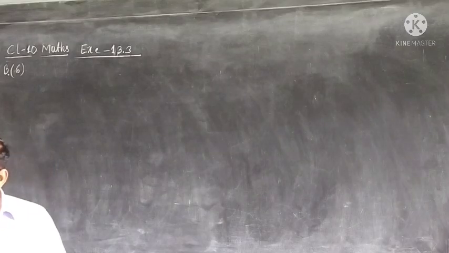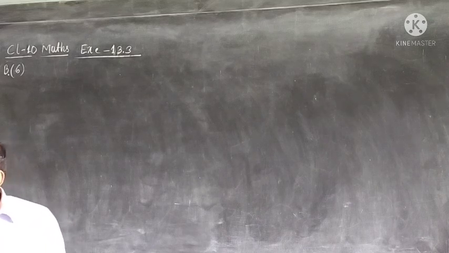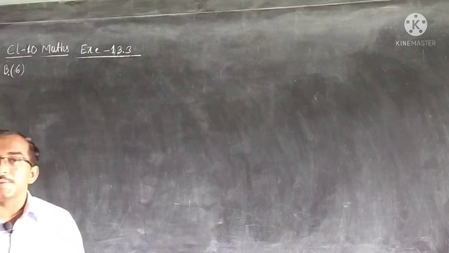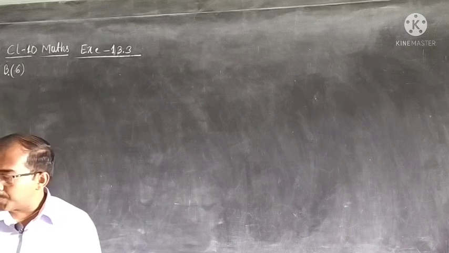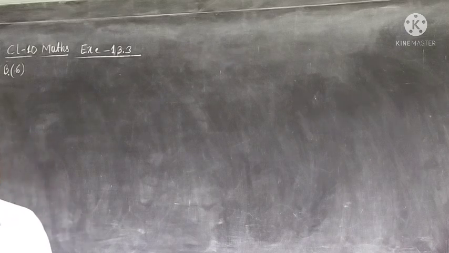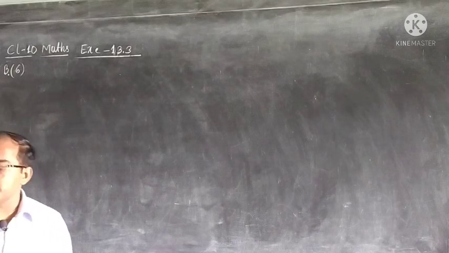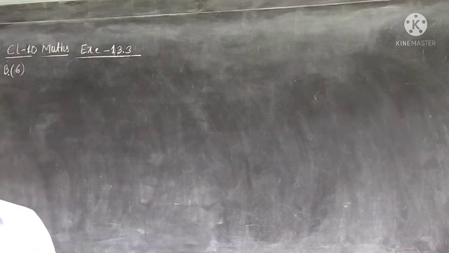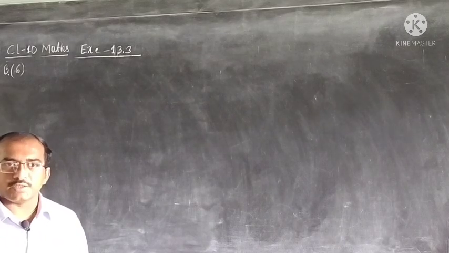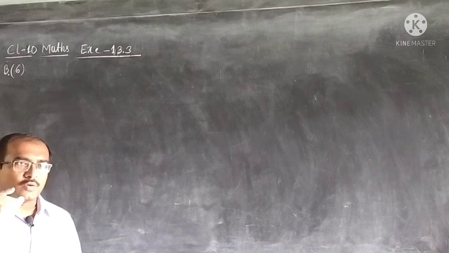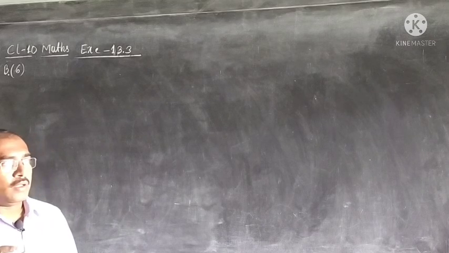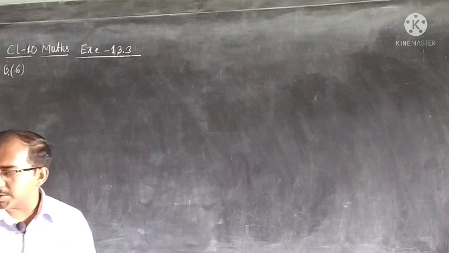Now, the question is here: how many silver coins 1.75 centimeter in diameter and of thickness 2 millimeter must be melted to form a cuboid of dimension 5.5 centimeter into 10 centimeter into 3.5 centimeter. So, understand this question, how interesting it is. We have coins, the dimension of a coin is there.